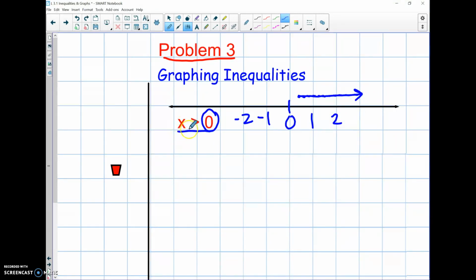In this problem, can x be equal to 0? The answer is no, so you show that with an open circle. So open circles on graphs are only for less than or greater than.